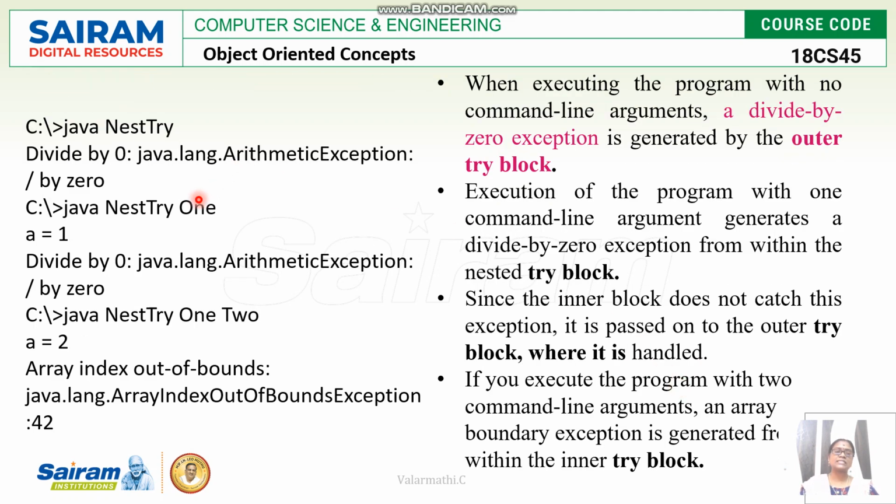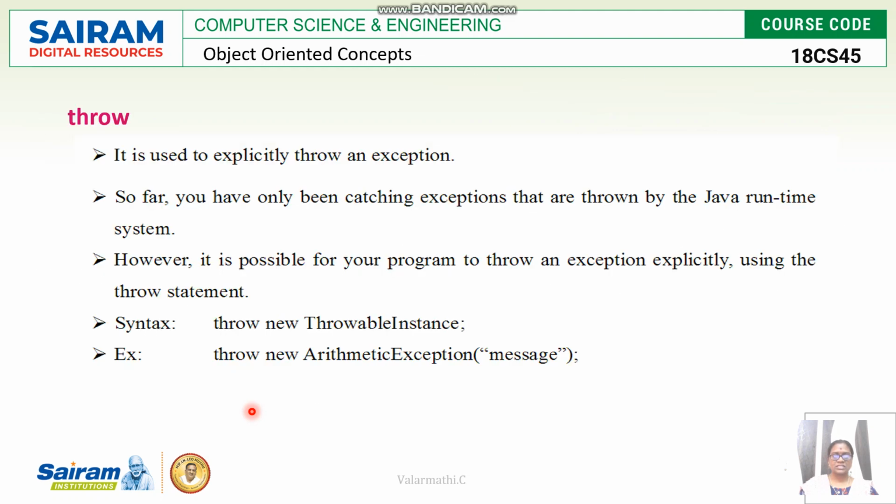Let us go to its output and see how it executes. When you execute the Java class using the command java NestedTry, first it shows the arithmetic exception of divide by 0. Then the next time, it will throw an arithmetic exception. When you try it with 2 or 3 arguments, it will show an array index out of bounds exception. So this is what is called nested try exceptions.